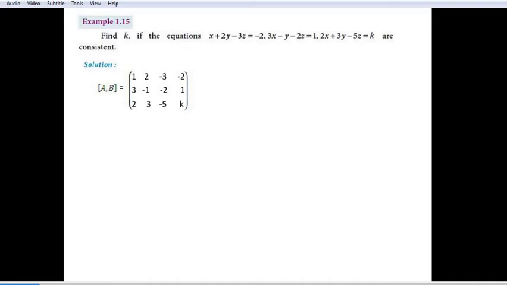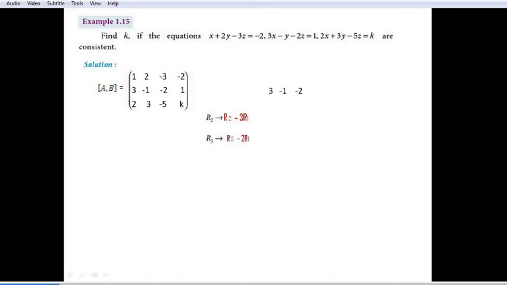For echelon form, the first row, first element should be a 1, and it is already a 1, so no problem. Using the R1 row, we have to change the first element of R2 and the first element of R3 into zeros. For this we apply elementary transformations. In R2, the first element is 3, so we do R2 minus 3R1, and in R3, the first element is 2, so to make it 0, we apply R3 minus 2R1.